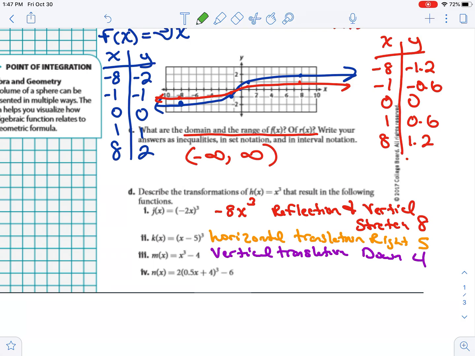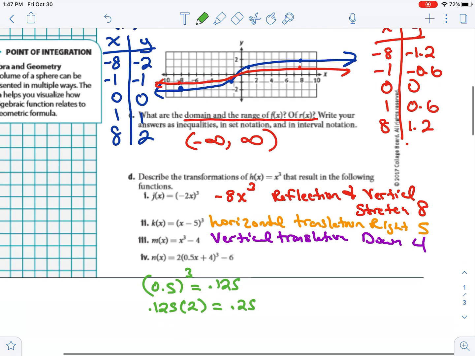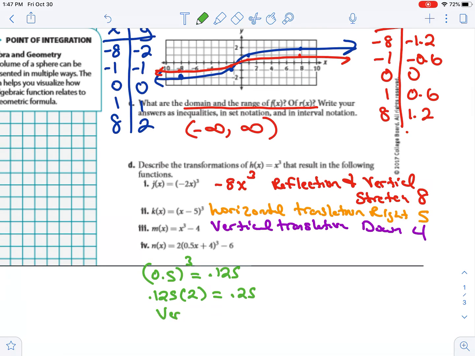So to get that stretch or shrink, we really have to think about that 0.5 being taken to the third power and also being multiplied by 2. So that would be 0.125, and then 0.125 times the 2 in front of it would give us a 0.25. So that would be our shrink. We call that a vertical shrink, and the factor would be 0.25.